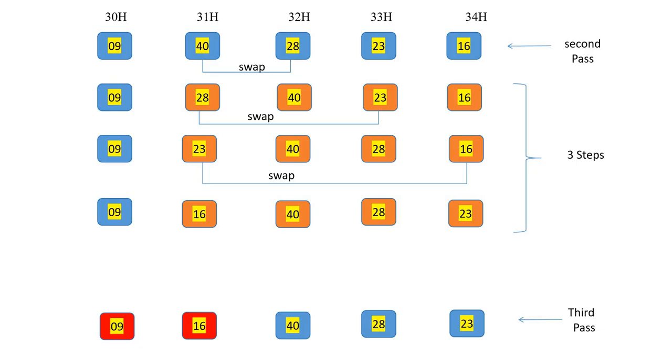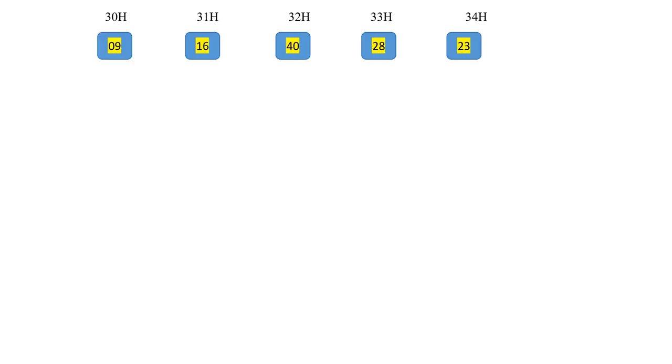So as the number of passes are increasing, the number of steps are decreasing. Now we will go for the third round. So this will be the data which we take in the third round or the third pass. So here 9 and 16 will remain as it is. Now we have to compare the number which is present at 32H location with the other numbers.